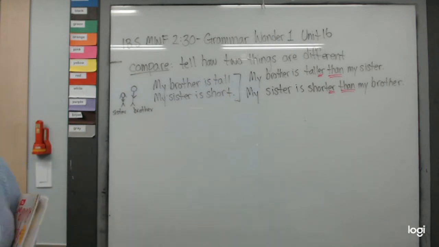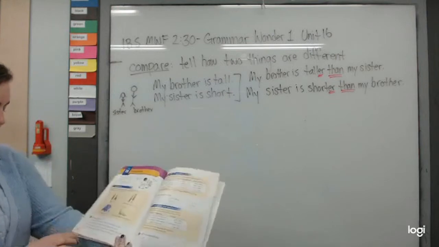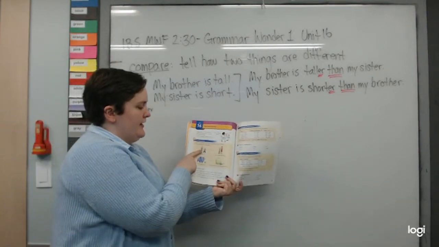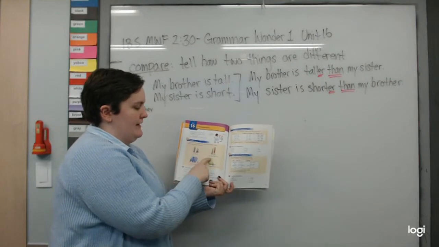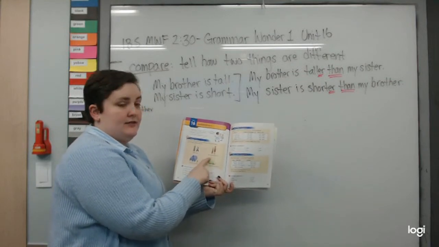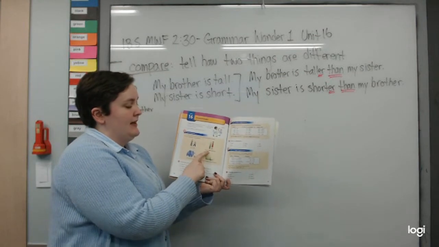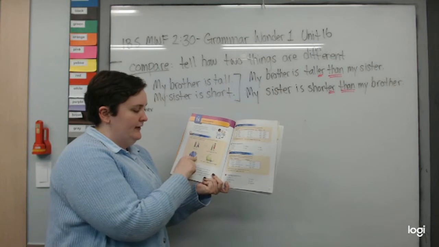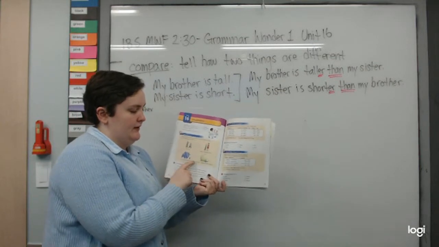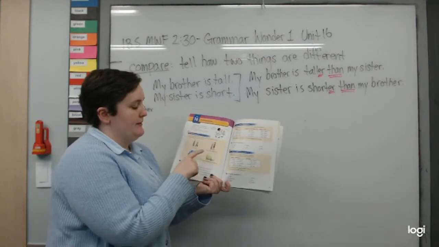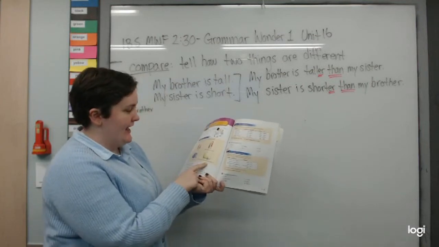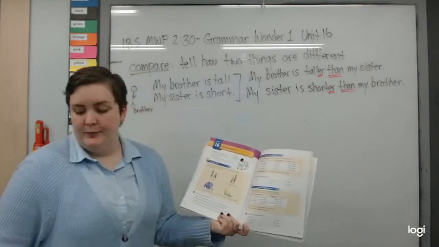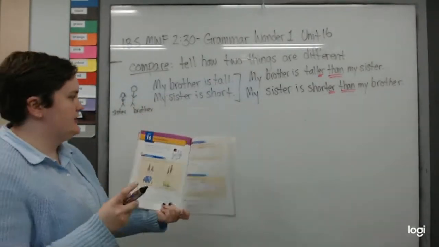You can look in your book too, on page 72. Peter is tall, and see, Adam is tall too, and Adam is taller than Peter. The elephant is big. The dinosaur is bigger than the elephant. Okay, so let's do part A together on page 72.